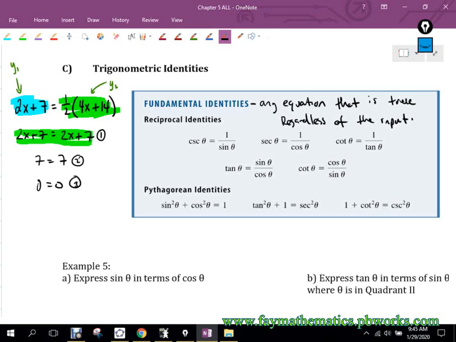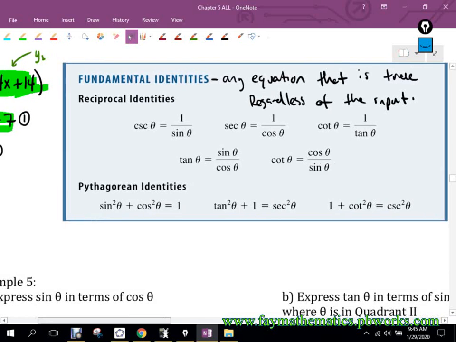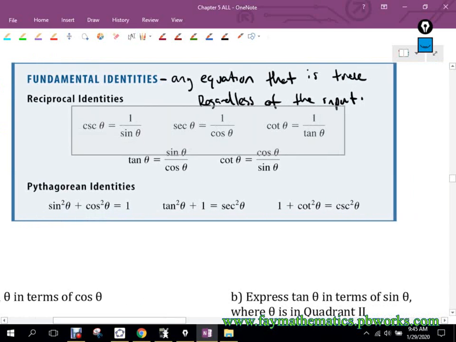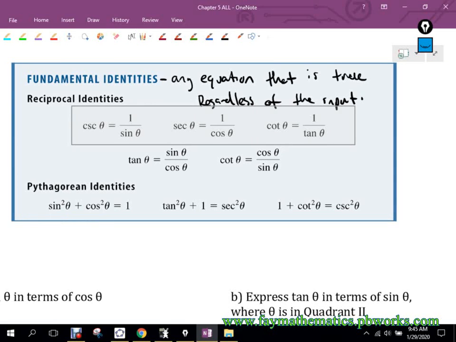So we've got a couple here that we've seen, kind of messed around with a little bit. I'm going to kind of make the argument that, do we feel comfortable with the reciprocal identities? Yeah. Okay. So those are always true.